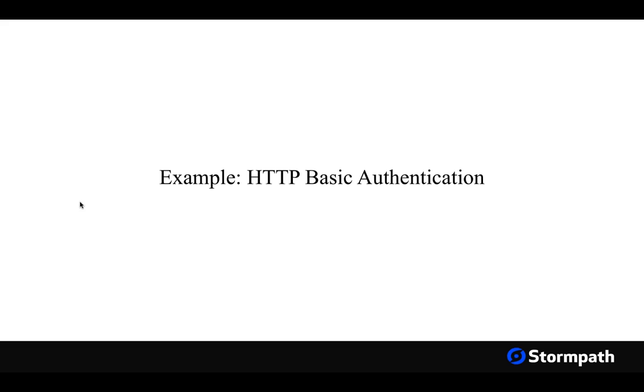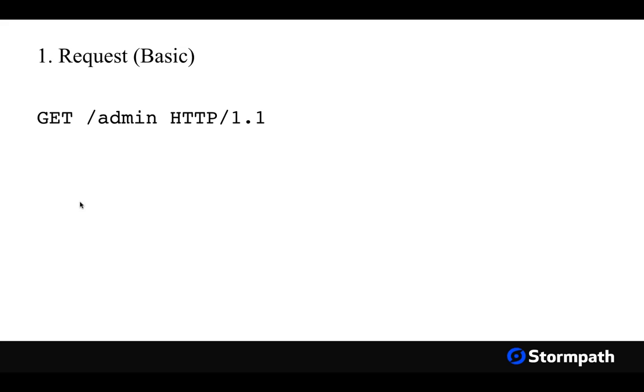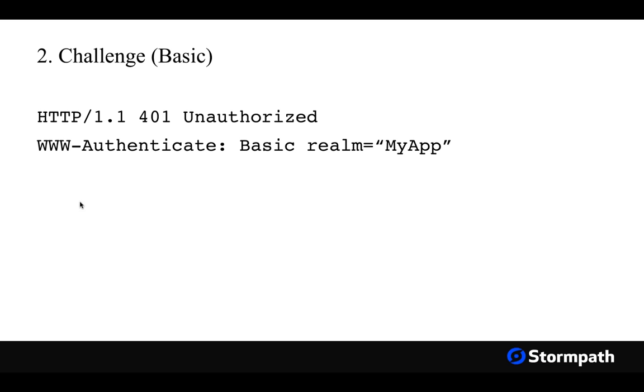So here we want to talk about HTTP basic authentication. It is the most basic form of authentication for the web. This is a good way to illustrate the challenge response protocol with real data. So again, we'll do a request to the admin route. The server will challenge and say, I need you to prove your identity. And so this is what a challenge could look like for basic authentication.